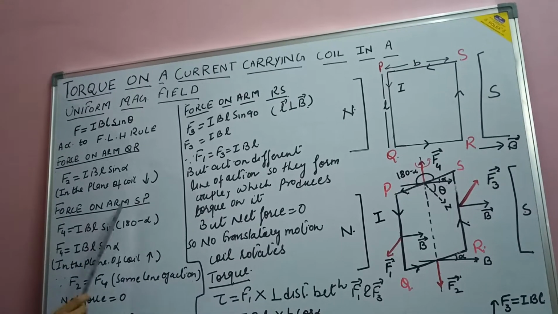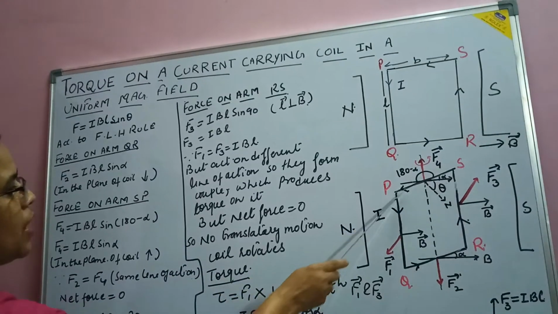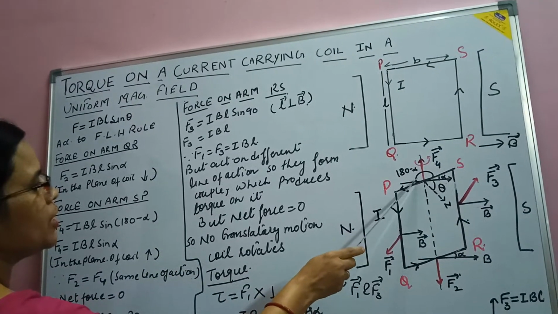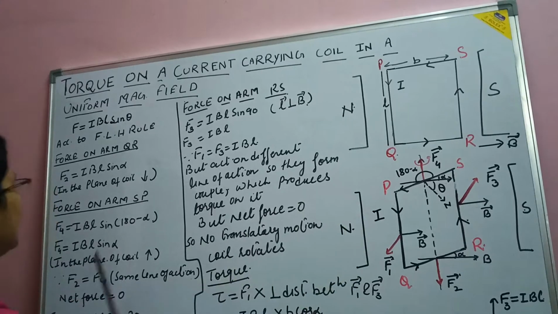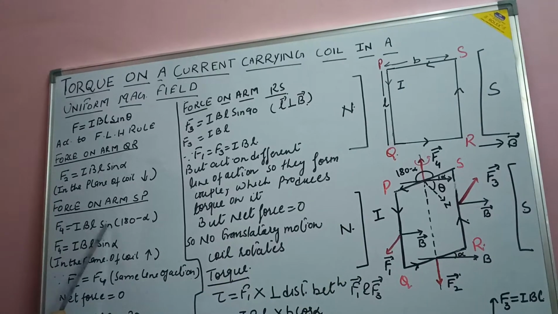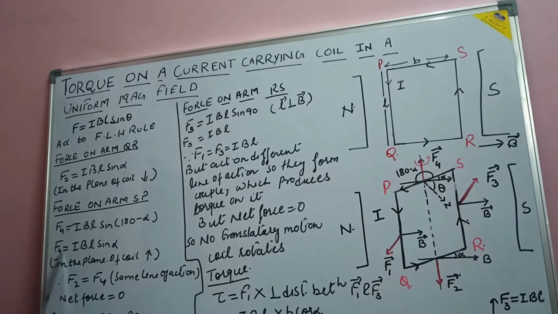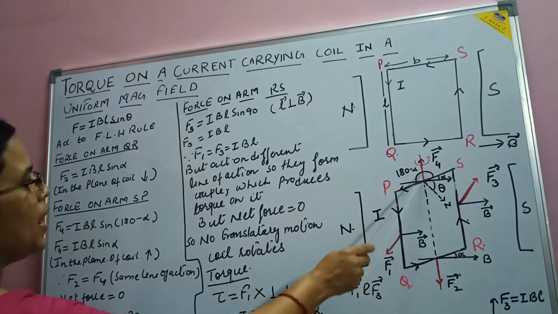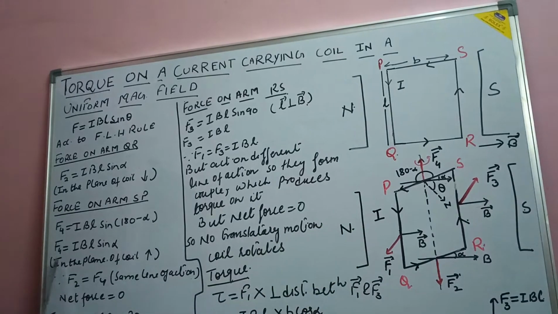Now similarly, the force on the arm SP. It makes angle 180 minus alpha with the direction of the magnetic field. So F4 will be IBL sin 180 minus alpha. Since sin 180 minus alpha is equal to sin alpha, the magnitude of F4 comes out to be IBL sin alpha. What is the direction? In the plane of the paper, in the plane of the coil, and in the upward direction.